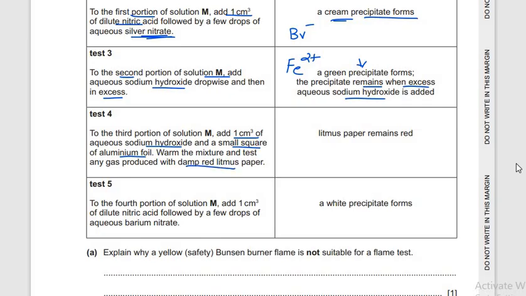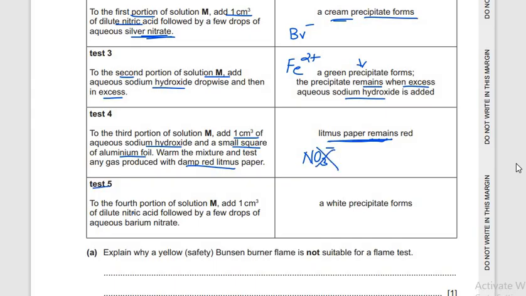Okay, to the third portion we are adding 1 centimeter of NaOH and a small piece of aluminium foil, warming the mixture, and testing with damp red litmus paper. The litmus paper remains red, so it does not change. If there is no change in the litmus paper, that shows that the nitrate ions are not present.